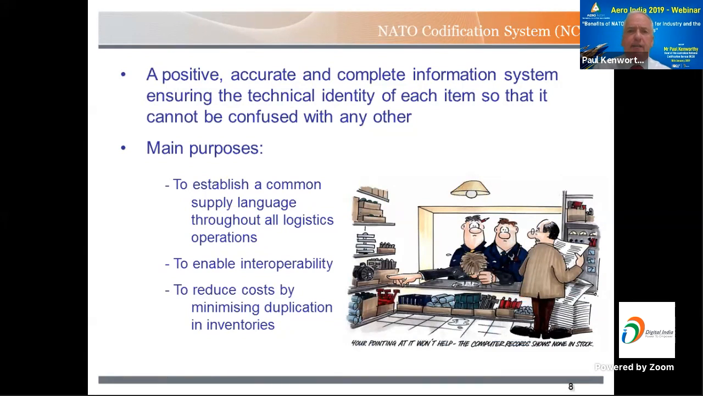So again, the Brigadier gave a good introduction about what the system's about. I'll just reiterate that it is a positive, accurate, and complete information system, ensuring the technical identity of each item so that it cannot be confused with any other item of supply. So its main purposes are to establish a common supply language throughout all logistics operations, to enable interoperability, and to reduce costs by minimizing duplication of inventories.